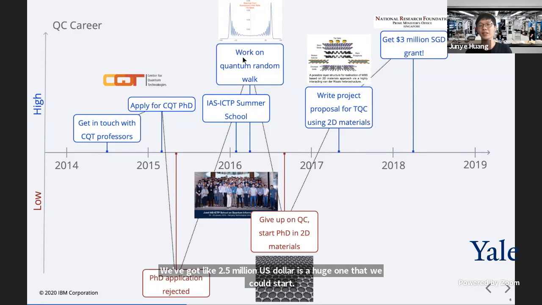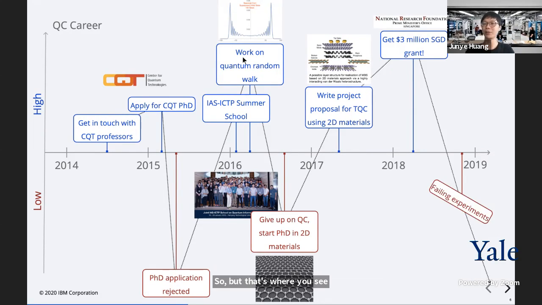It's a huge grant, so we could start buying equipment, hiring people, and working on it. But that's where you see the experiment starting to fail. Our lab doesn't have the expertise in quantum computing, and our equipment is not really designed for this very sensitive measurement. If you see my profile photo at the start, we have a dilution refrigerator, but we were doing just normal transport measurement that is not so sensitive.